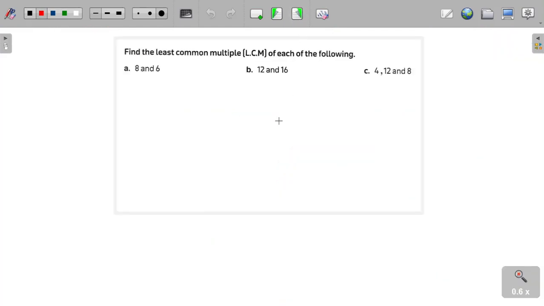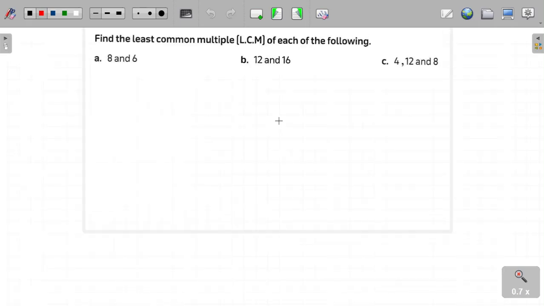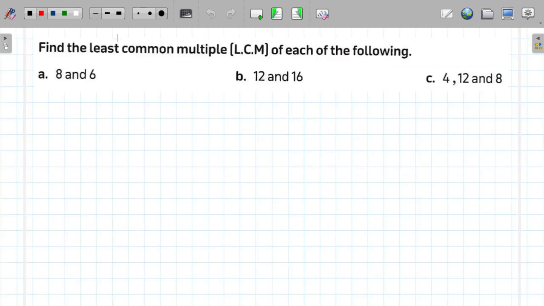Next, I want to find the least common multiple between the two numbers. I have 8 and 6. This is an easy one. So I will factorize 8. 8 equals 2 by 4, and 4 equals 2 by 2. And 6 equals 2 by 3.